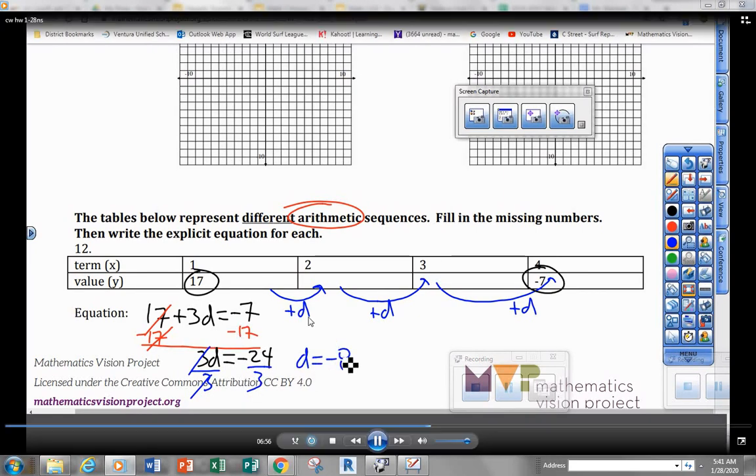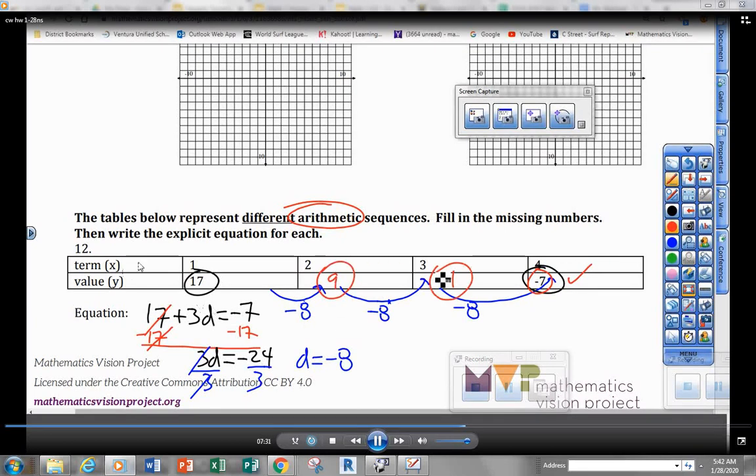Which makes sense. If I erase these d's right here and put that negative 8, you'll see how this works. Where the first term, 1 is x, y is 17. If I take away 8, it gives me the next y term, which would be 9. And if I take that 9, minus 8 goes down to 1. And then 1 minus 8 is negative 7. So you can see that works. That would be my slope, negative 8 over 1.